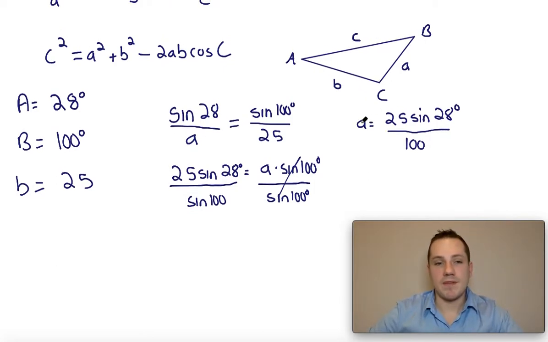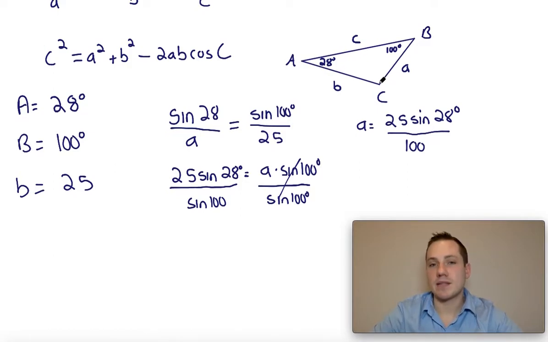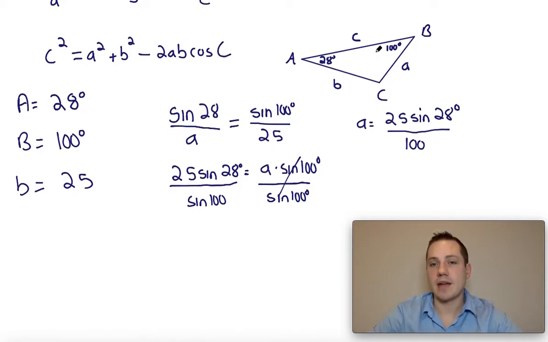So with that, we'd be able to figure out what side A is. Now, if I know angle A is 28 degrees, and I know angle B is 100 degrees, so let's say this angle right here is 28 degrees, and this angle right here is 100 degrees, then I know I can figure out angle C because I know that the three angles in a triangle have to add to 180. So adding 100 and 28 together, we get 128. And then 180 minus 128 is going to give us 52.